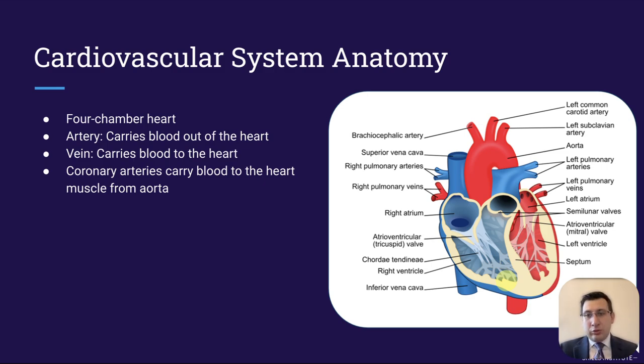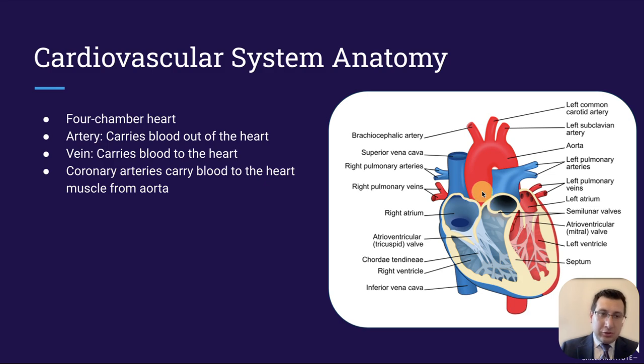There are 2 types of blood vessels in the body generally. We call them either artery or vein. Artery, which usually is in red in any picture that you look at, is any blood vessel that carries the blood out of the heart. Any vessel that carries the blood to the heart is called a vein.